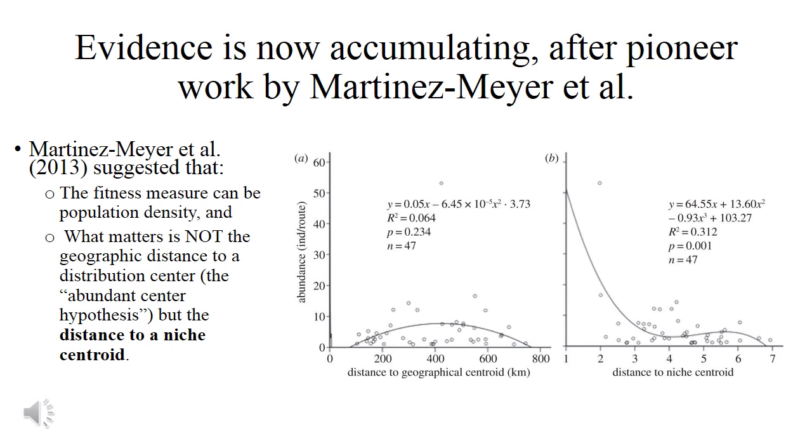The pioneer work in this field of finding correlations between population abundance and distance to the centroid of the niche was done by Enrique Martinez Meyer, and he and his co-authors suggested that the fitness measure can be population density. And again, what matters is not distance to the geographic centroid, as the classical abundance center hypothesis of biogeography stated, but distance to the centroid of the niche. And that's a very major difference, because if you remember Hutchinson's duality, the topology between distances in geographic space and distances in environmental space is complicated and is not a simple relationship.